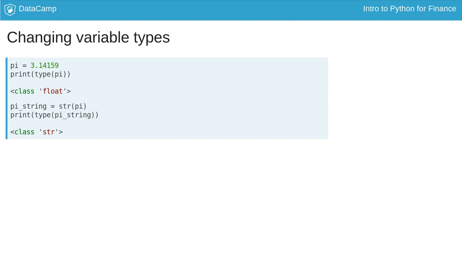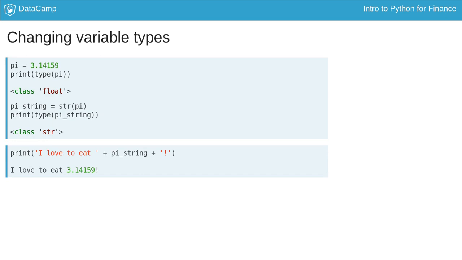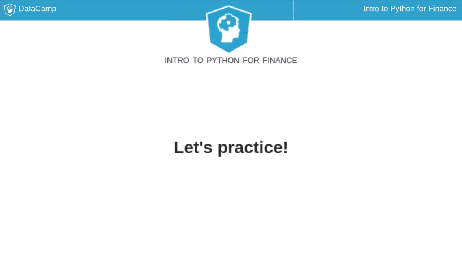As you can see here, the type of pi is float. But after passing pi to the string function, the type of the new variable pi_string is string. You can now combine pi_string with any string using the addition operator, as we do here. Now that you've been introduced to variables, let's put this into practice.